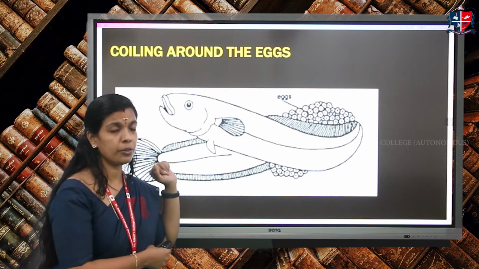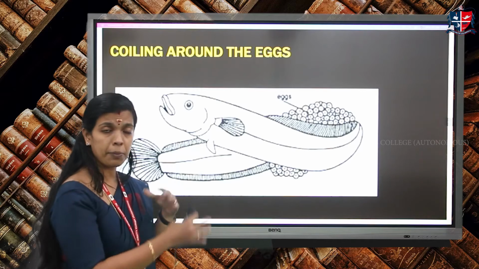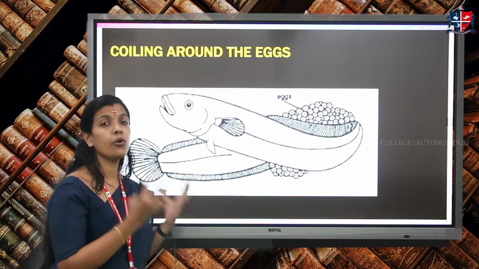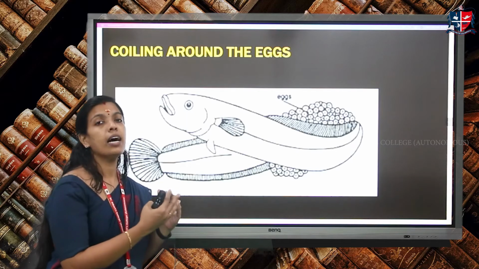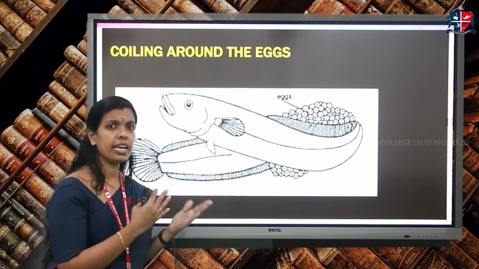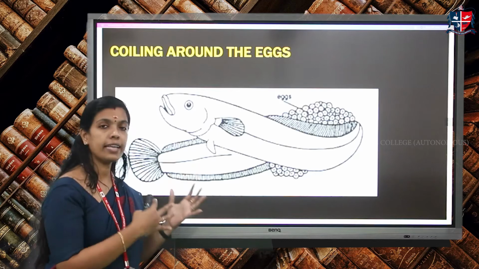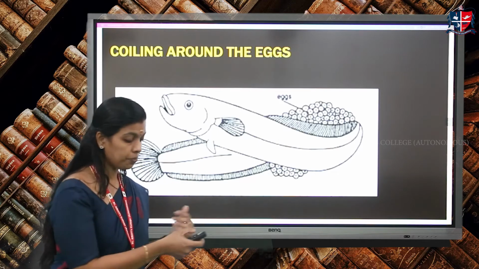You can see from the picture, the eggs would appear as a roll of egg mass, and this would be protected by the male or the female fish, either one of the fish. They would be coiling around this egg mass, and the eggs would be protected.